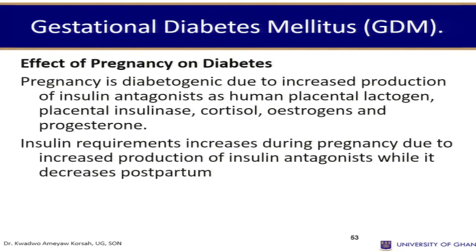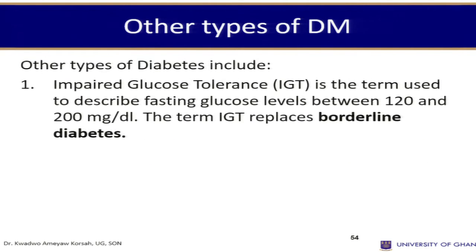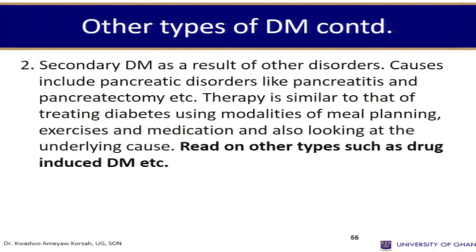Effects of pregnancy: pregnancy is said to be diabetogenic due to increased production of insulin antagonists such as human placental lactogen, placental insulinase, cortisol, estrogen, and progesterone. So insulin requirements increase during pregnancy due to increased production of insulin antagonists, while they decrease postpartum. Other types, we have impaired glucose tolerance, which we can read later, and secondary DM as a result of other disorders.